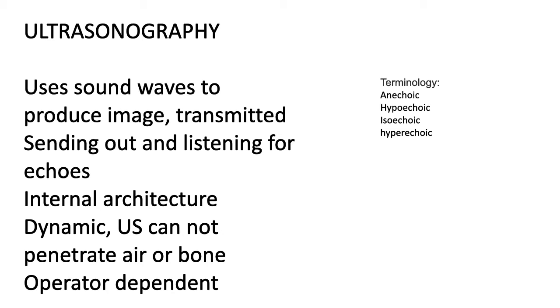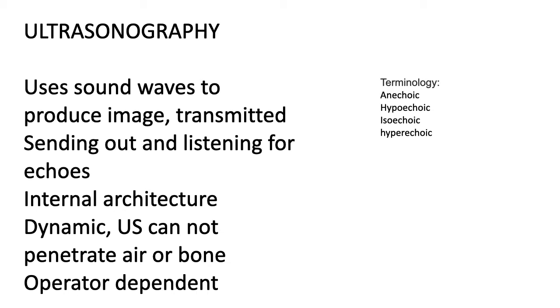In your writing, the small letters, you can see the terminology you have to know about ultrasonography. You have to learn what anechoic, hypoechoic, isoechoic, and hyperechoic mean. It's very important for you to know this. So anechoic is black, it is fluid. Isoechoic and hyperechoic is solid, and hyperechoic is also calcifications. There are other types of structures you have to review, and we'll talk more about that in future lectures.